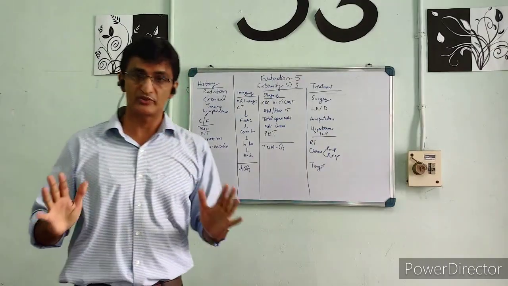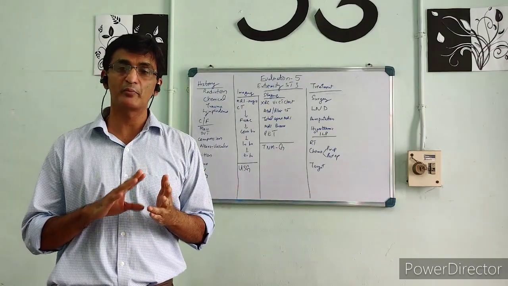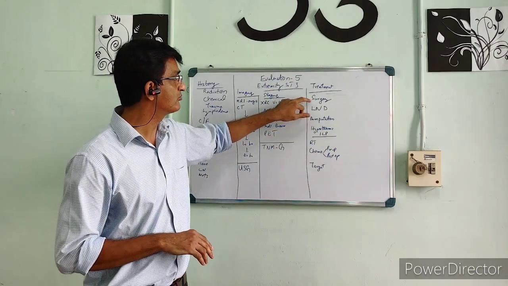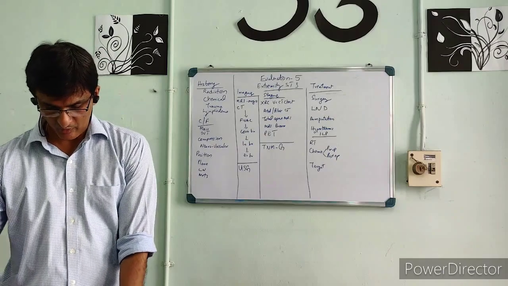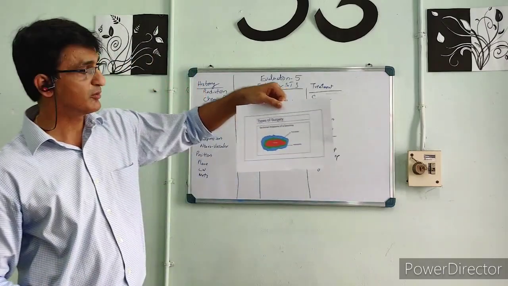Surgery is the treatment of choice. There is no doubt about it. It is not very chemosensitive. Radiation also has a very limited role, limited sensitivity. So the most important role is surgery. When you talk about surgery, we should know the cross-sectional anatomy of the sarcoma.